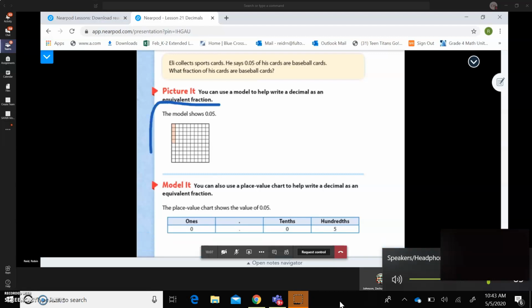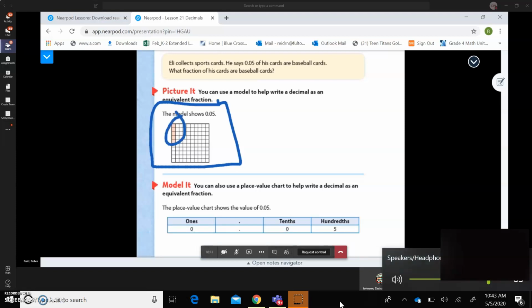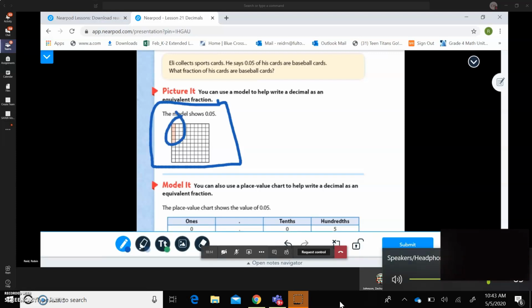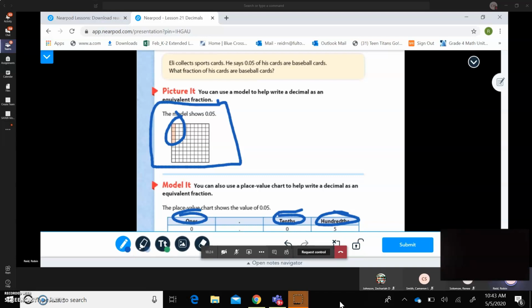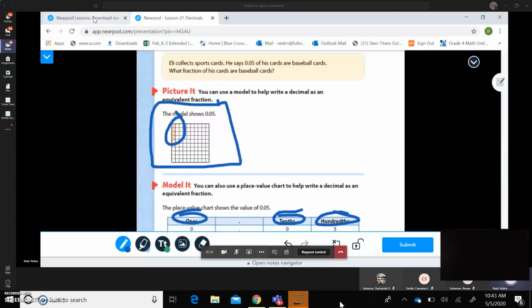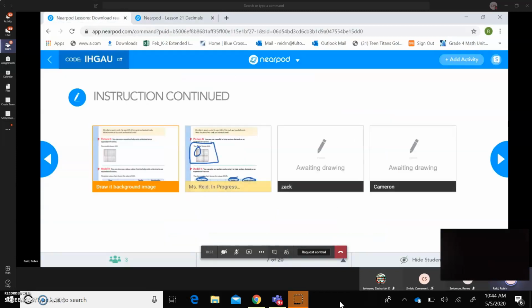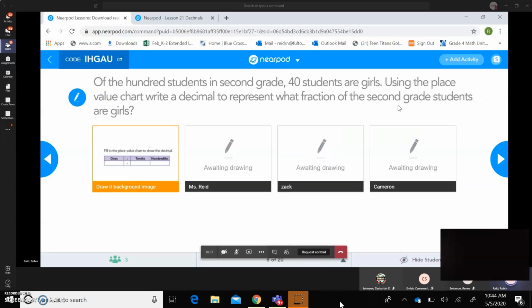Right here, to represent 5 hundredths, he used a 100 grid and he only shaded in 5. And also, what we're going to be doing today is modeling using the place value chart. Remember, we've got our hundreds, tens, ones, and in this case, we want to represent 5 hundredths. So put the 5 in the hundredths place. Alright, so let's look at our first item.